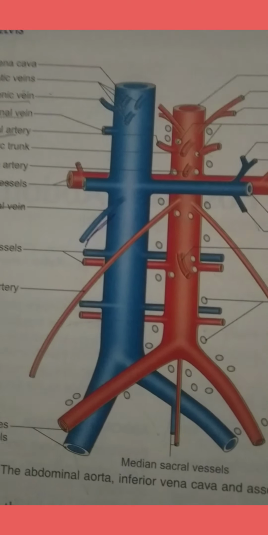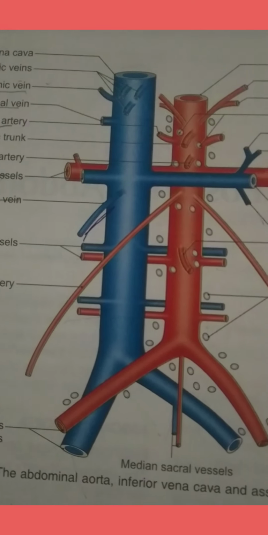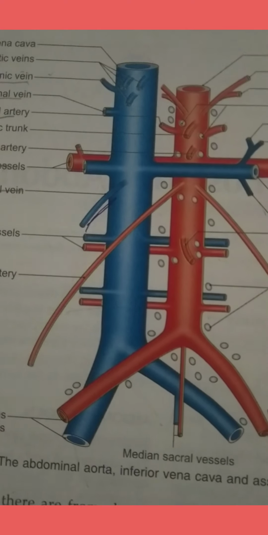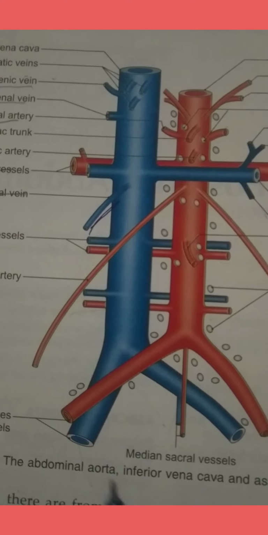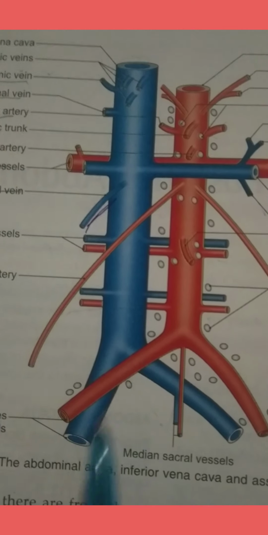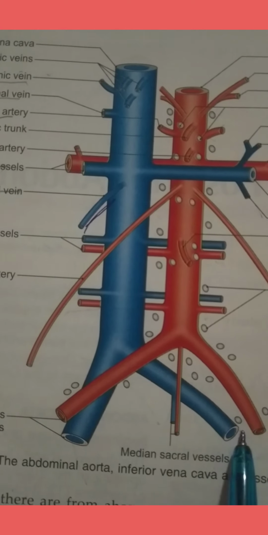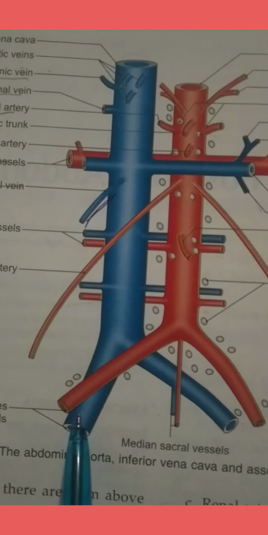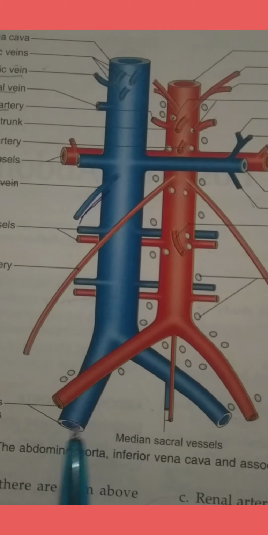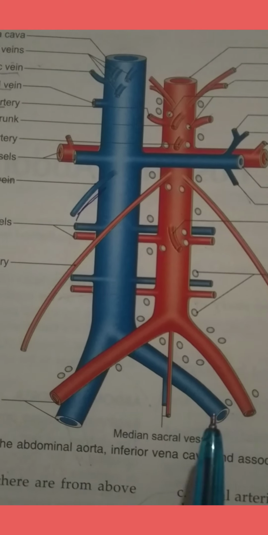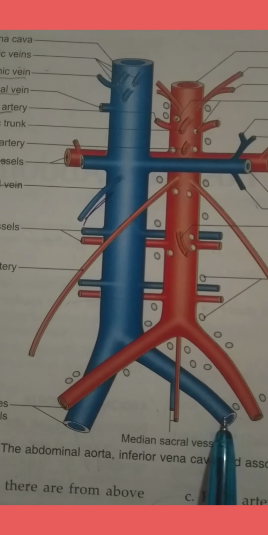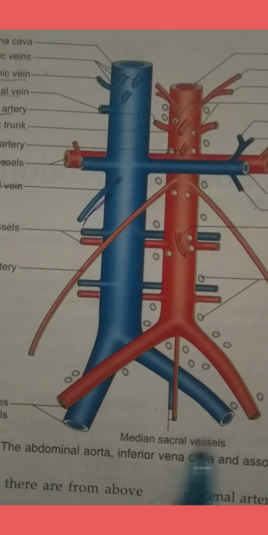Next are the tributaries of the inferior vena cava. The first tributary of the inferior vena cava is the common iliac veins. These are the common iliac veins. This is the right common iliac vein. This is the left common iliac vein. The right common iliac vein is formed by the union of the external and internal iliac veins, and the left is formed by the fusion of the external and the internal iliac veins.